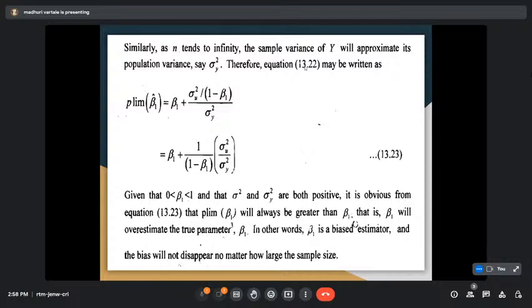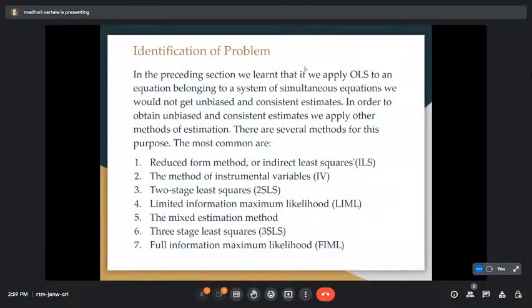म्हणजे इथे तुम्ही लक्षात काय ठेवायचं आहे की 0 less than बीटा 1 less than 1, म्हणजेच काय, शून्यपेक्षा जास्त आणि 1 पेक्षा कमी अशी व्हॅल्यू की जी दोन्ही साईडून म्हणजे लेफ्ट साईड इक्वेशनची आणि राईट साईड ह्याच्याकडून तुम्हाला ती पॉझिटिव्ह दिसली पाहिजे, म्हणजे मायनस नाही आणि 1 पेक्षा जास्तही नाही. So bias will not disappear no matter how large the sample size. Let us see the identification of the problem.